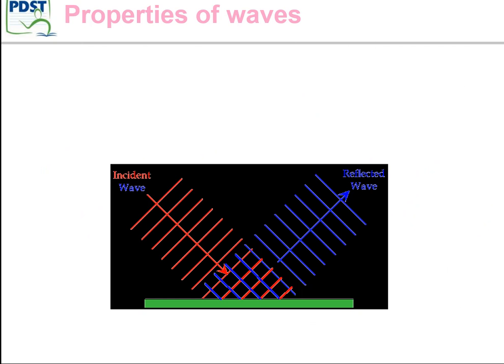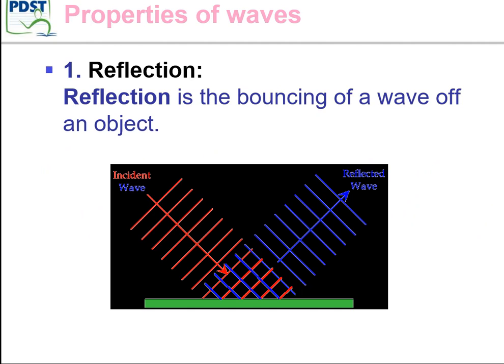Now, let's look at properties of waves. So the first property that we are going to look at is called reflection. So a wave has a property called reflection. Really, reflection is the bouncing of a wave off an object. So if you have an object here and you have a light that is hitting that object, then that light will bounce and it will be reflected.